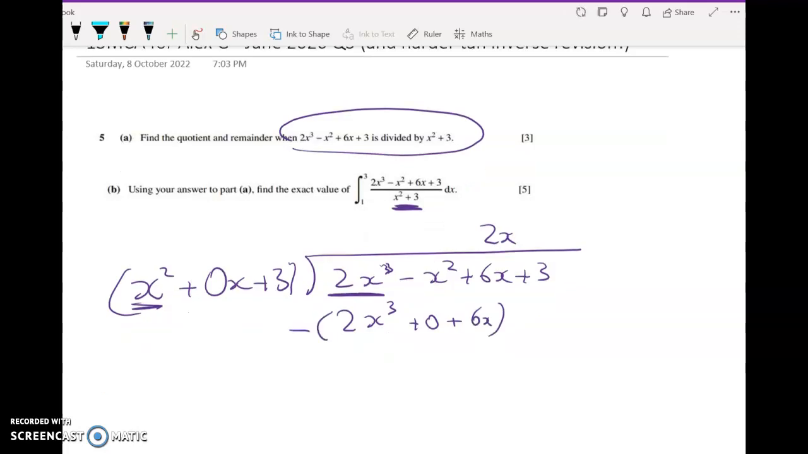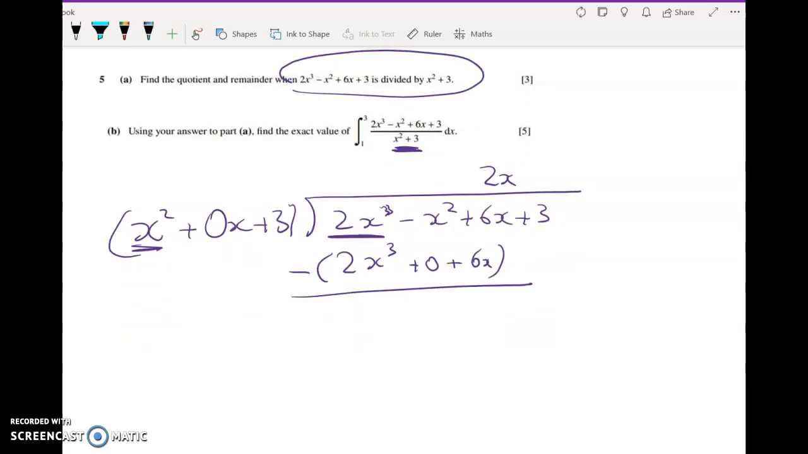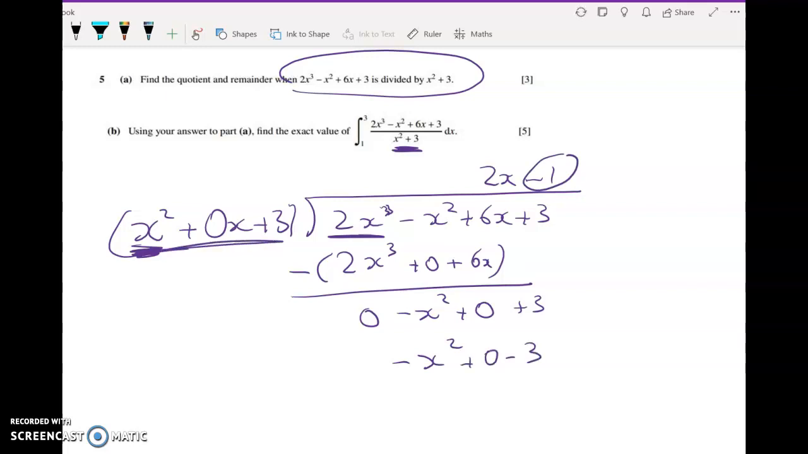And I want to subtract all of this. And I get 0 minus x squared plus 0. I bring down the 3. Right, let's go again. What times x squared will get me negative x squared? Well, it'll be minus 1. So we get negative x squared. So now I'm doing this times all of this, negative x squared plus 0 minus 3. And I'm subtracting all of that, which leaves me with 0 plus 0, 3 minus negative 3 plus 6.